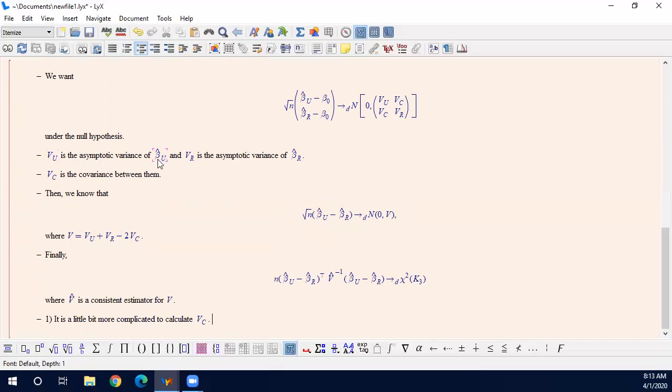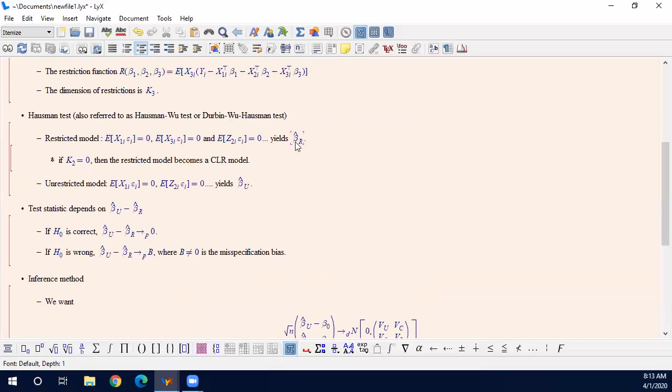So the reason is because remember, beta R hat or beta U hat is a GMM estimator or two-stage least squares estimator. So if you just focus on the restricted model, beta R hat is a GMM estimator, for example. Then you know how to calculate its variance. Calculating the variance of a GMM estimator is easy. You did it in the exam, so anyone can do this. So it is easy.